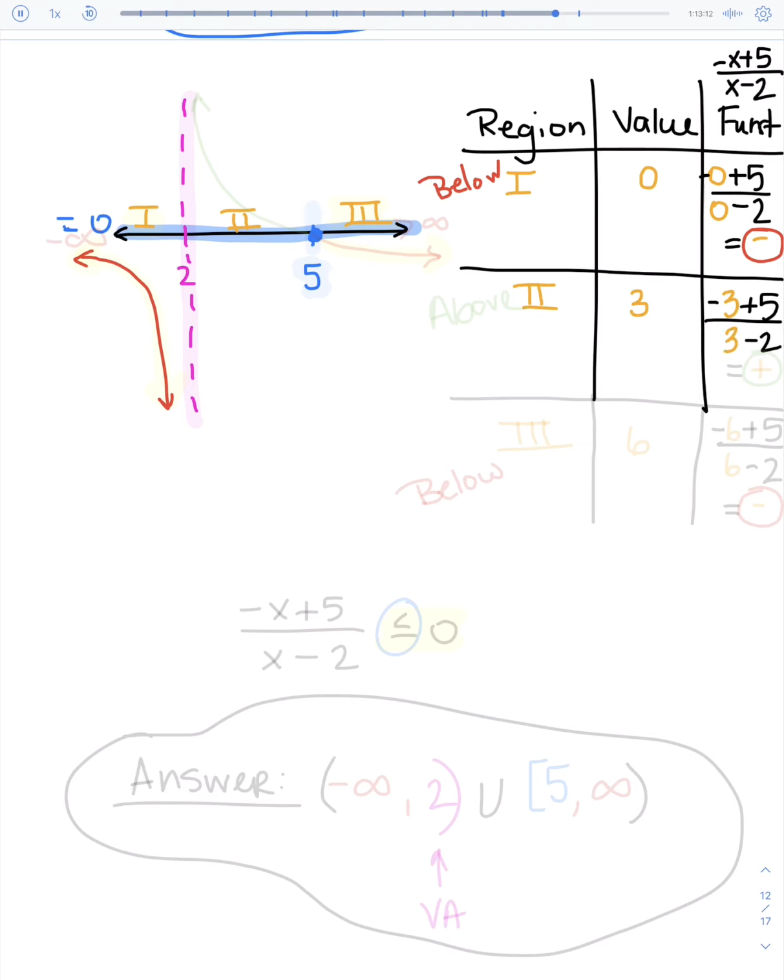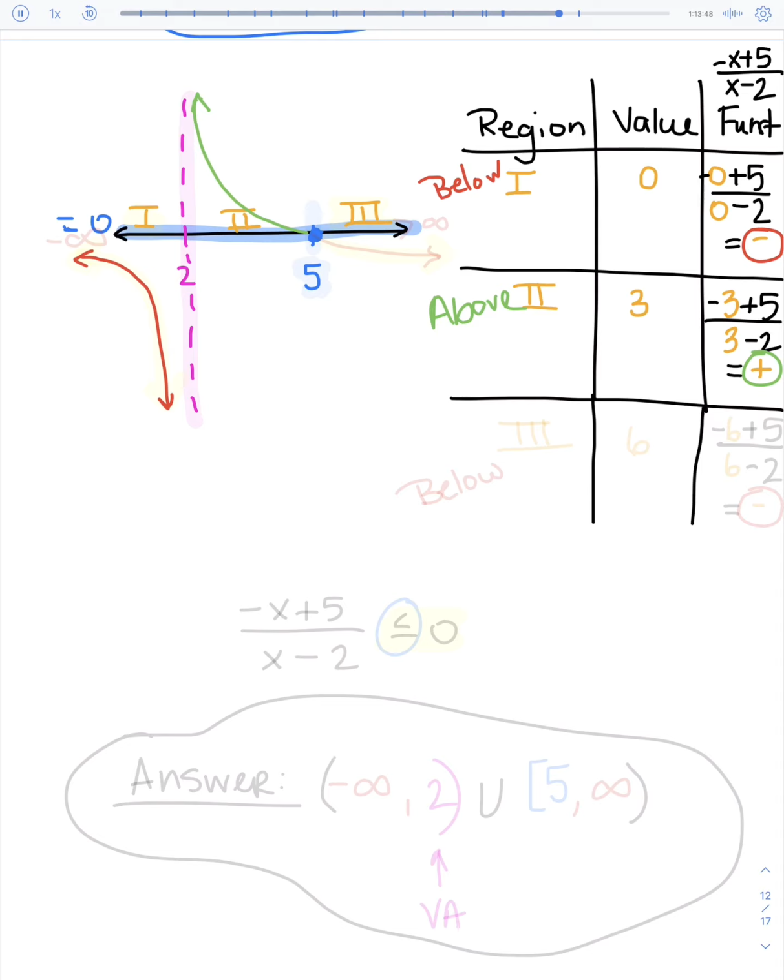So notice you get a negative 3 plus 5 on top, which is a positive on top, and a 3 minus 2 on the bottom, which is another positive on the bottom. Well, a positive divided by a positive will still give you a positive value. So what that means is anything in region 2 is going to end up with a positive value, and it will be above the x-axis. So you'll still be at the asymptote on the other side, but you're going to be above the x-axis.